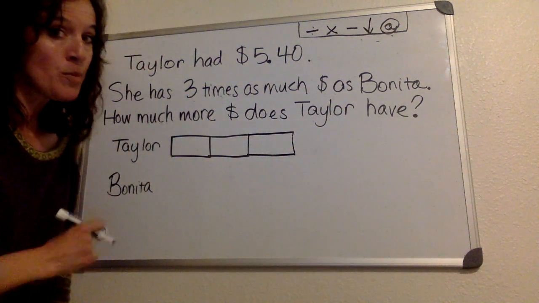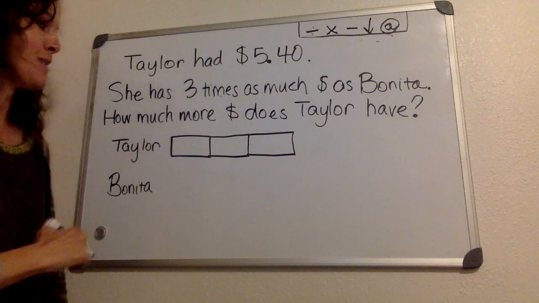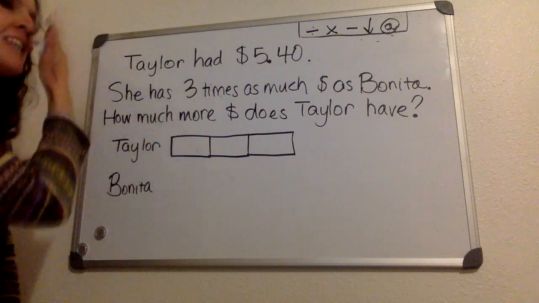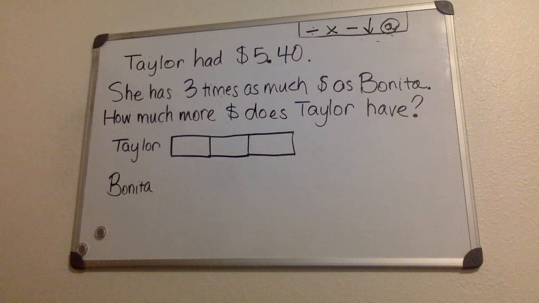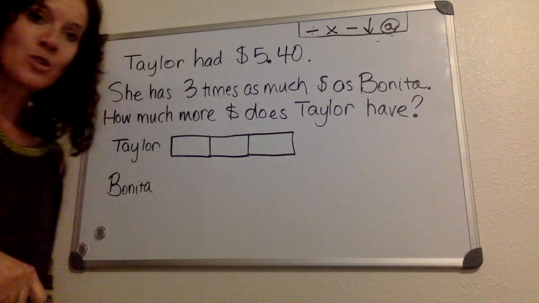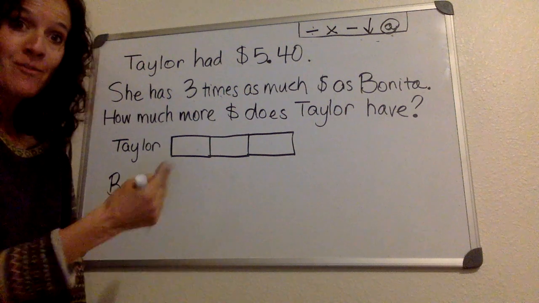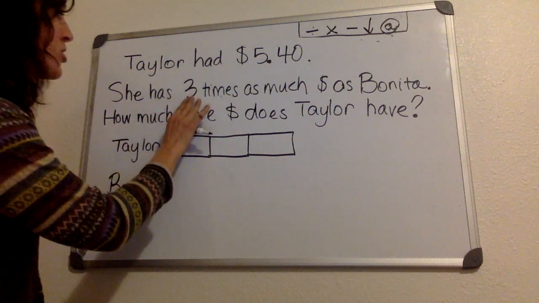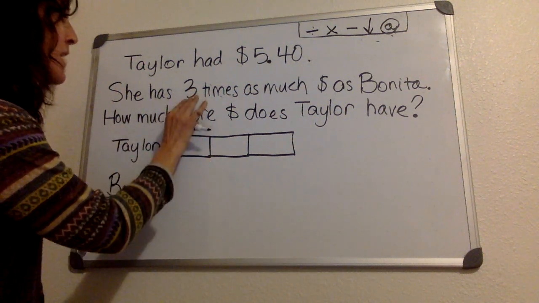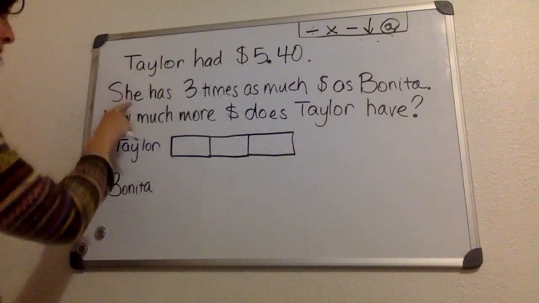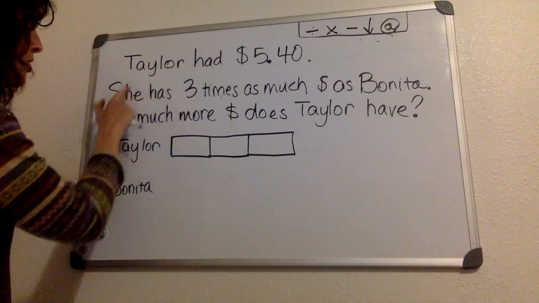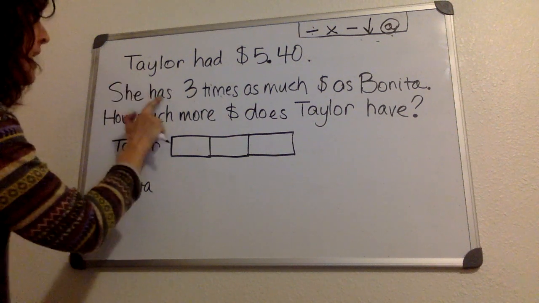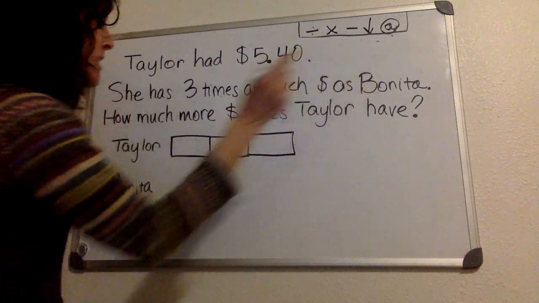Usually, especially for your problems, and especially in this test, that's going to be the case. So if you see anything that says she has 3 times as much, on exercise 39 it says 5 times as much for number 3. So guess what you're going to draw? 5 boxes. This time you're just drawing 3 because we have 3 times as much. Now, is it Taylor that has 3 times as much, or is it Bonita? Well, it's Taylor. Taylor has 3 times as much as Bonita.